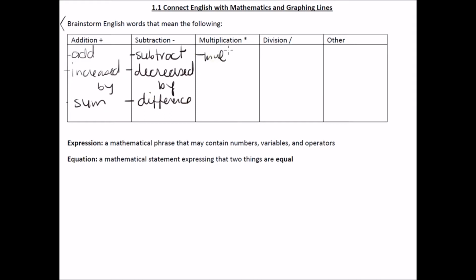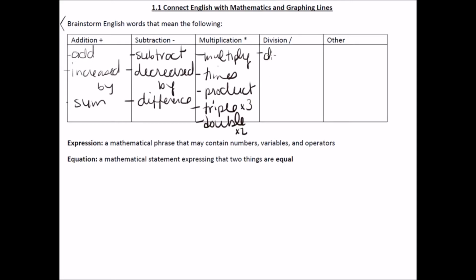Okay, so for multiplication, we'll look for multiply, we'll look for times, we'll look for product, but then we're also going to look for things like 2 times or 3 times. Okay, so look for words like triple or double. Because for double, we know that we're going to multiply it by 2. And of course, triple multiplied by 3.